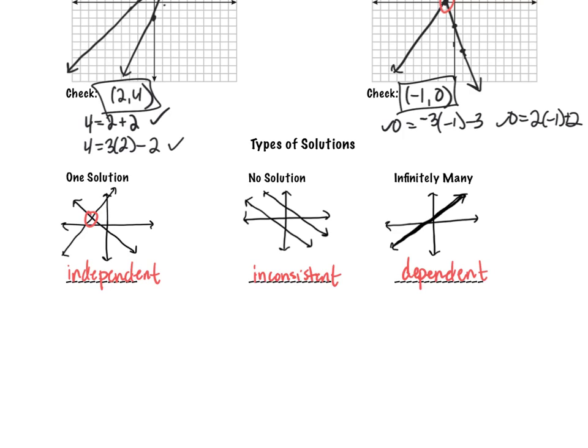So that's systems by graphing. Just graph the lines and look at where they intersect. If they do, check the solution, and you've got your answer.